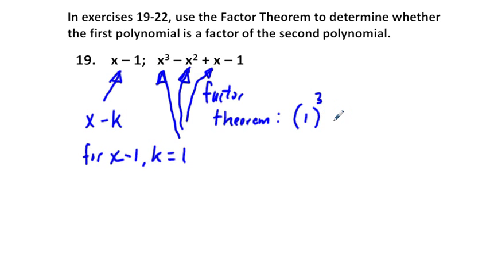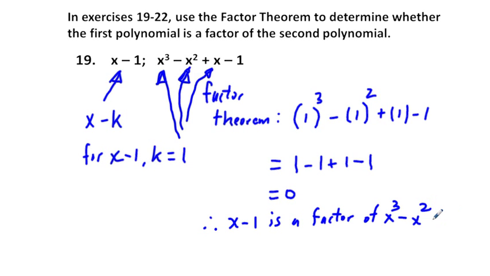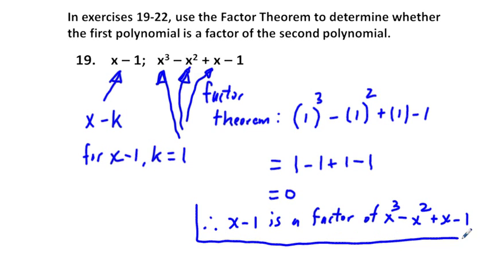So we have 1 cubed minus 1 squared plus 1 minus 1. So in this case we have 1 minus 1 plus 1 minus 1. See, they all cancel out, so we have equal to 0. So we conclude, therefore, x minus 1 is a factor of x cubed minus x squared plus x minus 1. So we know it's a factor, so we can go ahead and divide out and further factor this cubic polynomial.